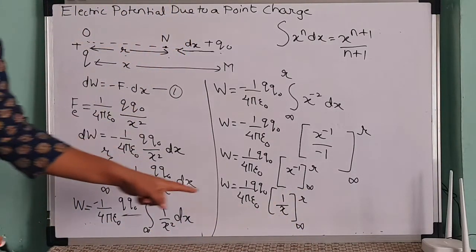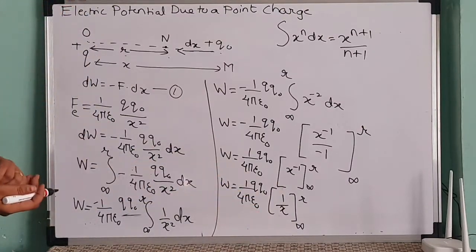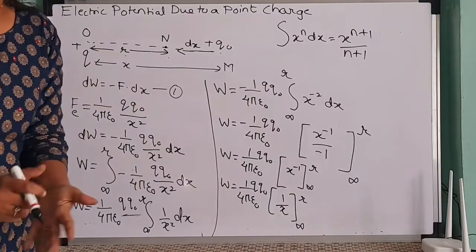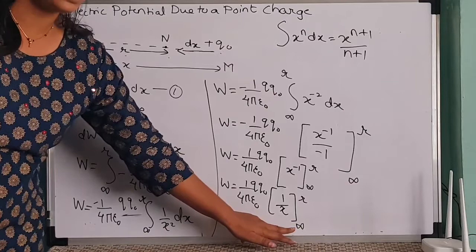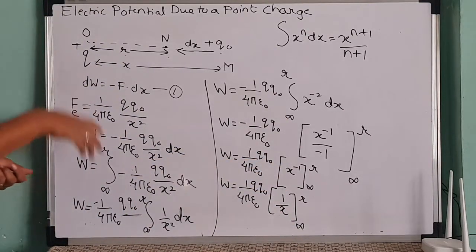Now once you have this 1 upon x, you can insert the limits. Limits are infinity and r, and by the integrating rule, first we insert the upper limit and subtract it from the lower limit. So first insert the upper limit always.